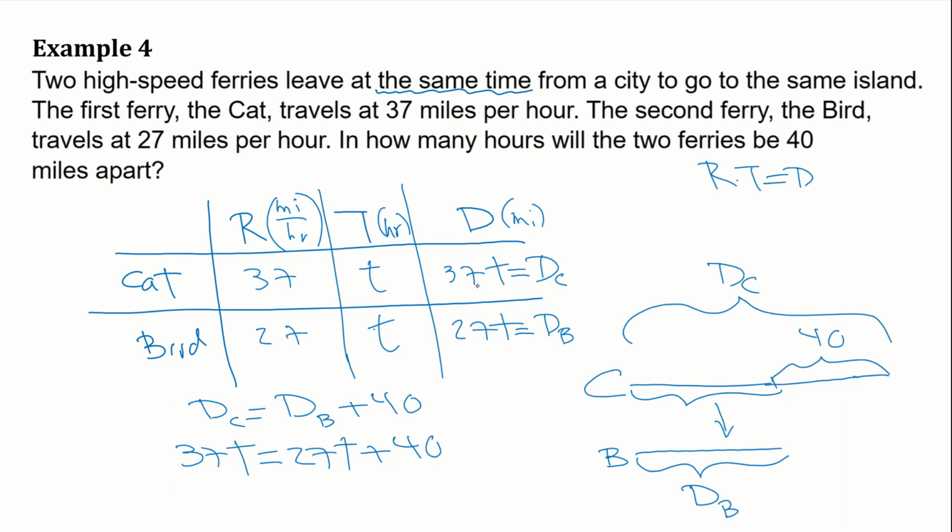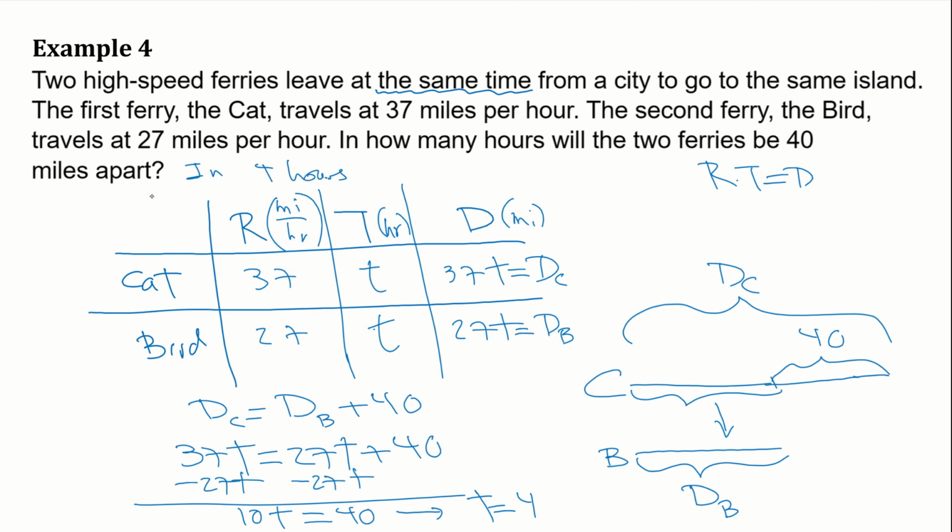So now we'll get the 27t on the other side by subtracting 27t from both sides. We end up with 10t equals 40. Now, if we simply divide both sides by 10, we get t equals 4. So there we have it. So basically, in how many hours will the two ferries be 40 miles apart? We can say in 4 hours. We always give our final answer with the proper unit.